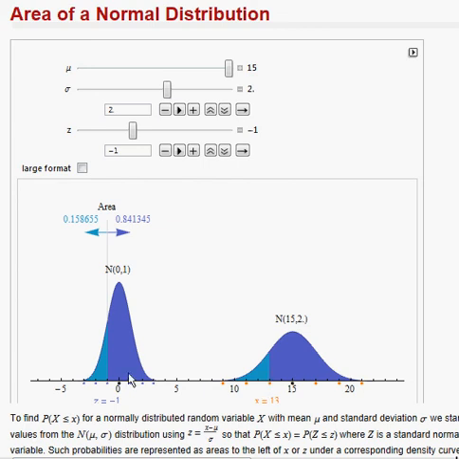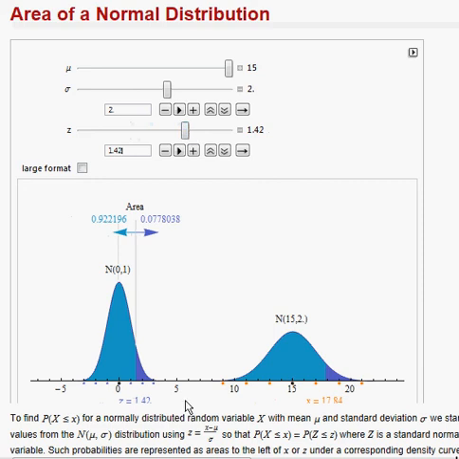This relationship between z and x is true for any value, not necessarily z equals -1. So let's just change the z value. Now we have changed the z value to 1.42. You can see the area to the left of z equals 1.42 is 92%. So 92% of the scores are below 17.84. Or you can say that 92% of the students got a score less than 17.84.